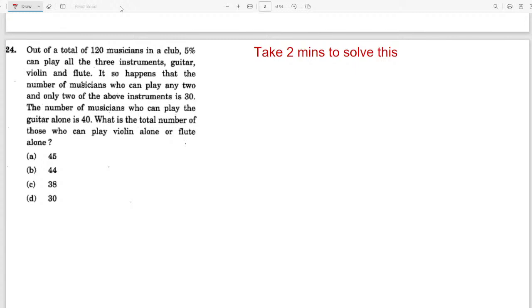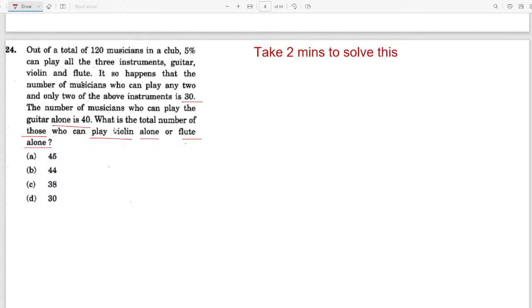What they're telling us is, there are 120 musicians in a club, and 5% can play all the three instruments: guitar, violin, and flute. So there are three instruments, and all are musicians. So everyone out of this 120 plays one or the other instruments. It so happens that the number of musicians who play any two and only two of the above instruments is 30. The number of musicians who can play the guitar alone is 40. They are asking what is the total number of those who can play violin alone or flute alone.